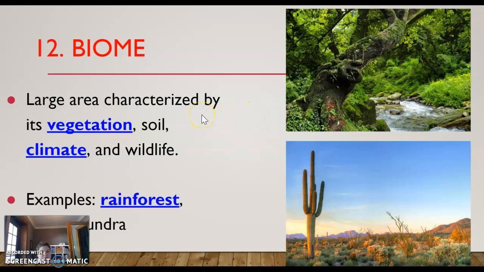Ecosystems can be categorized by biomes. Large areas which have a specific type of vegetation, a specific soil type, climate, and therefore a specific type of wildlife are known as biomes. Biomes are still ecosystems in the fact that they have living and non-living components to them, but we're now talking about a specific region with specific characteristics. Examples could be a rainforest, desert, tundra. These are all examples of specific biomes.